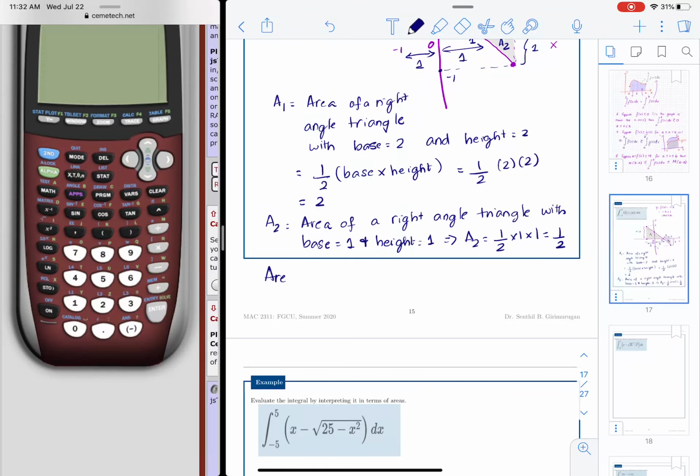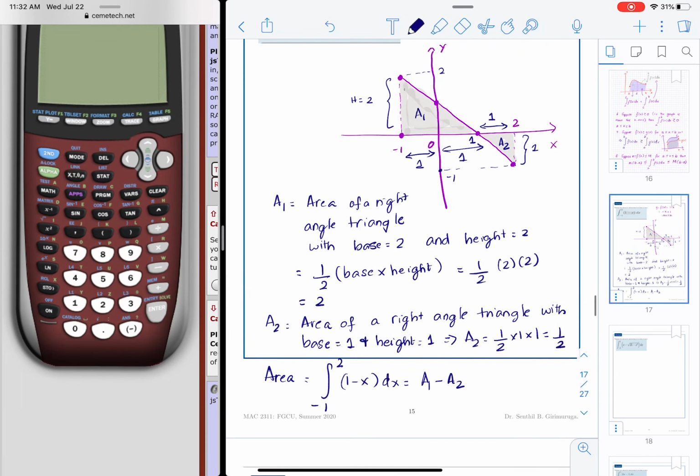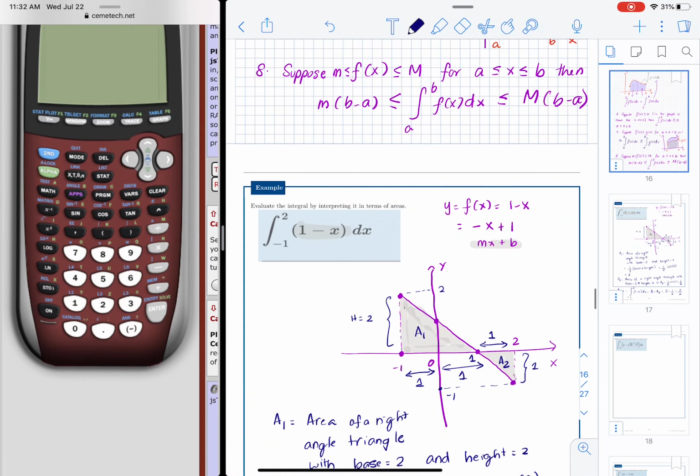So the area for the integral from -1 to 2 of 1 minus x dx is simply A1 minus A2. Reason being A1 is above the x-axis and A2 is below the x-axis, so we have 2 minus 1/2, which would give us 3/2.